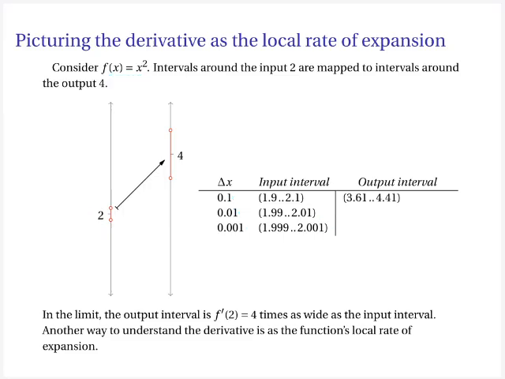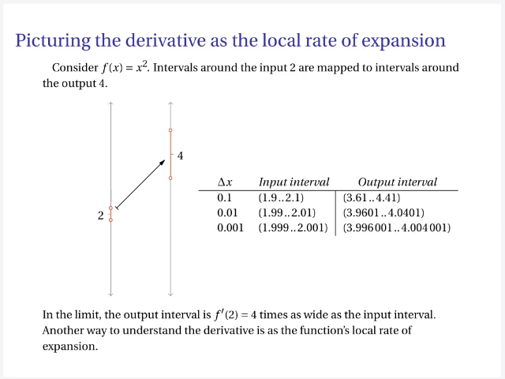I got the associated output intervals. So 2 plus and minus 0.1, if you square the 1.9, you find yourself at 3.61. If you square the 2.1, you find yourself at 4.41. And again, I'm looking at the very simplest case, just simply trying to give a picture, not trying to explain all the ins and outs of what can happen, just the very simplest case. But the other output intervals, I'm doing pretty much the same thing.